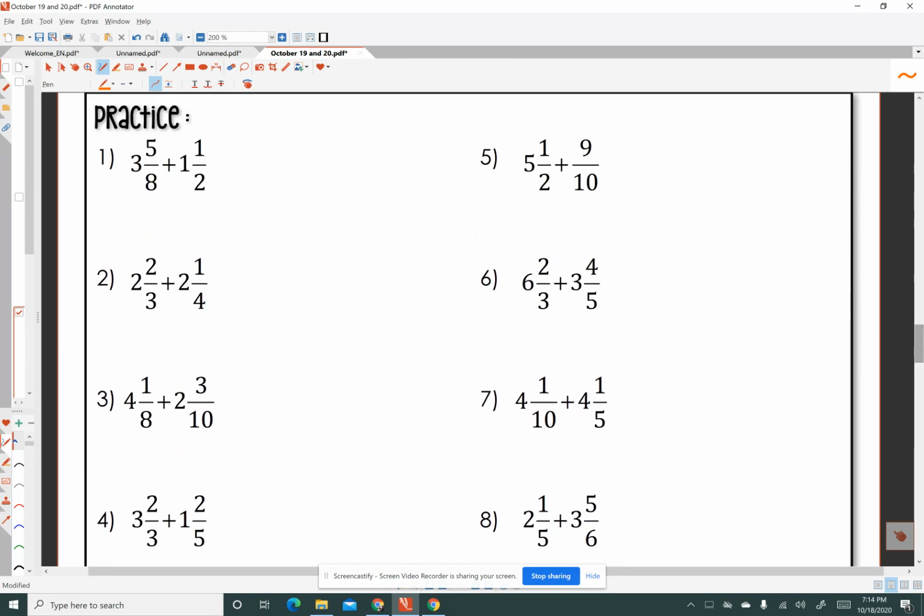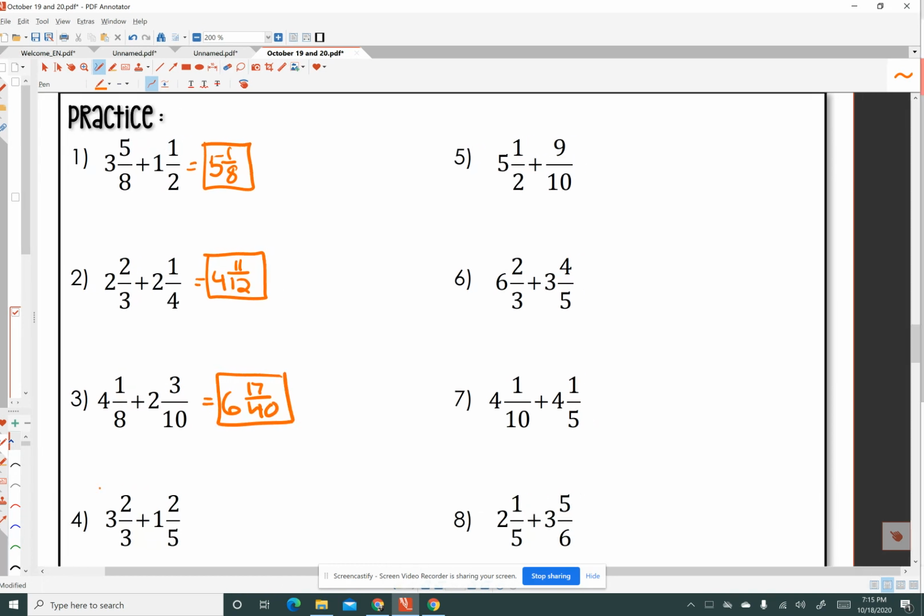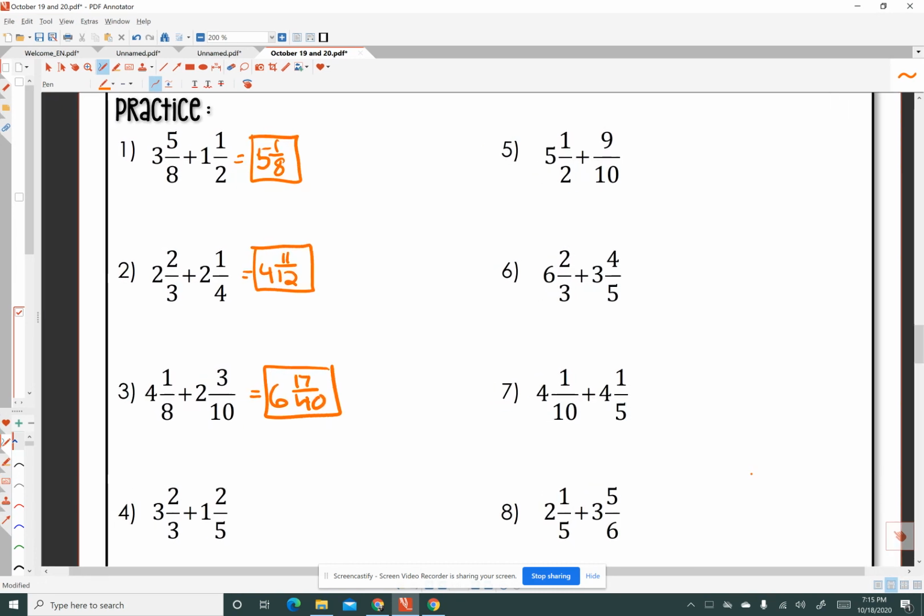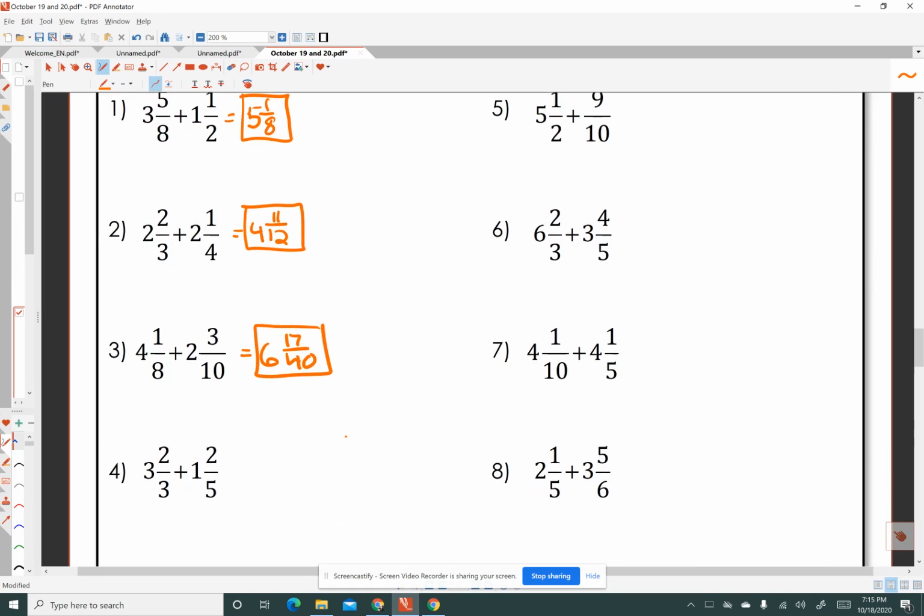Well, we've done the first 3. We have this one, which was 5 and 1/8. And the second one, we got an answer of 4 and 11/12. And the third one, we got an answer of 6 and 17/40, and that cannot be reduced any further. So let's go on to number 4.